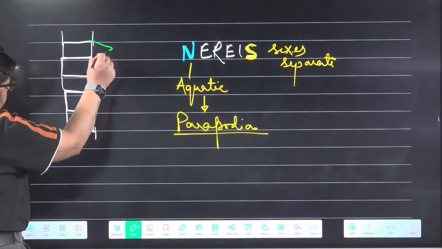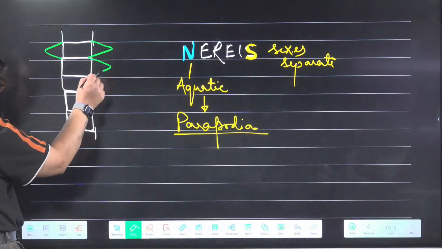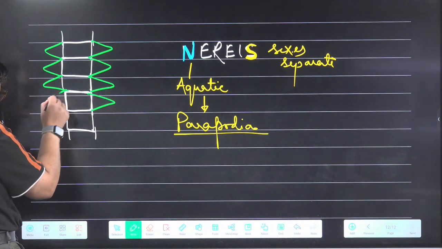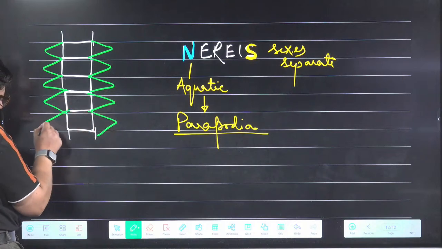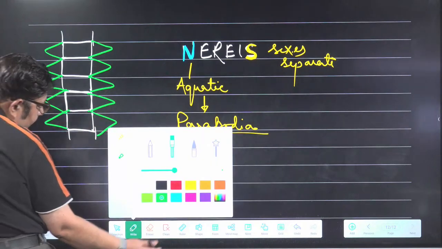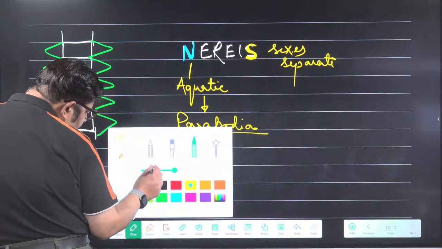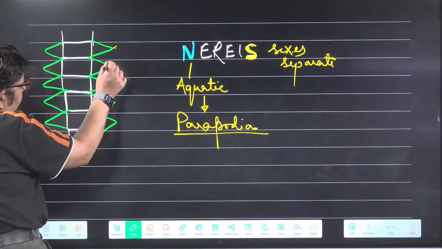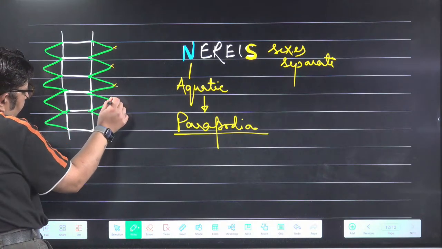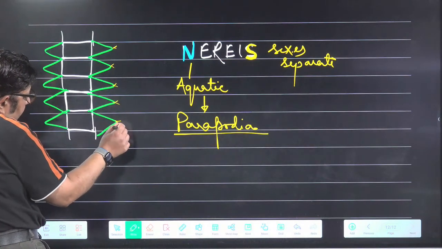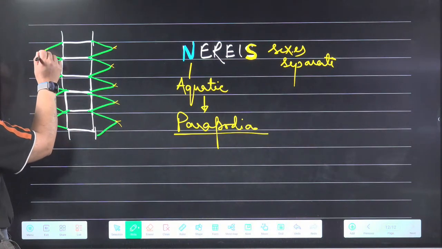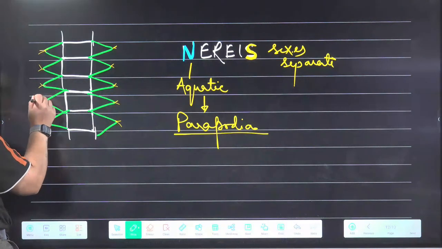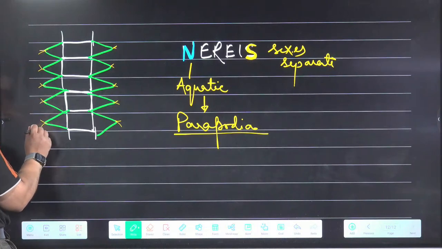Okay, these are paired appendages. Remember, I'm not saying jointed, I'm saying paired. I think you can easily identify what I'm trying to show here. These are unjointed and made up of chitin. What can we call them?